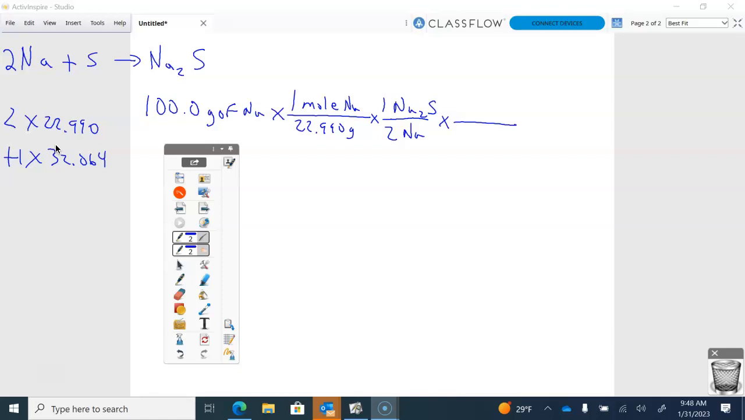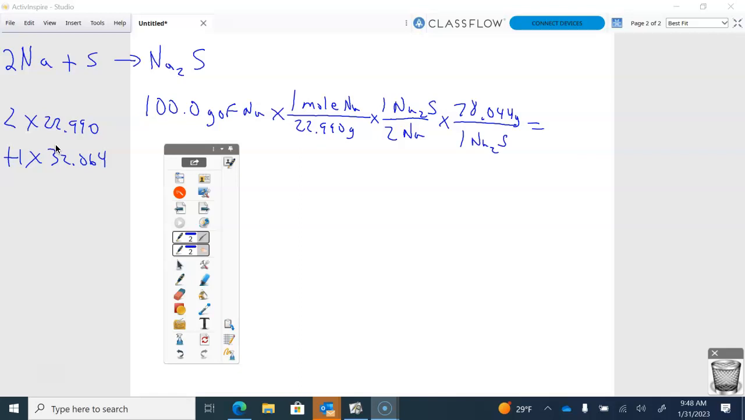Okay, so that's good. Solve for 32.064. I like all that. Anybody disagree with that? Okay, you got a handy calculator. 2 times 22.990 plus 32.064. And I got 78.044. Is that what you got? So 1 Na2S would give me 78.044 grams. If I'm looking for grams of Na2S, sodium sulfide, that's going to be the answer I'm looking for.